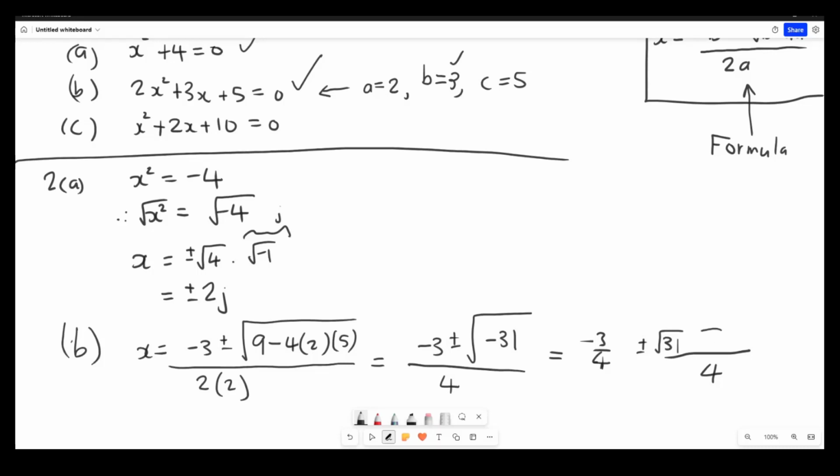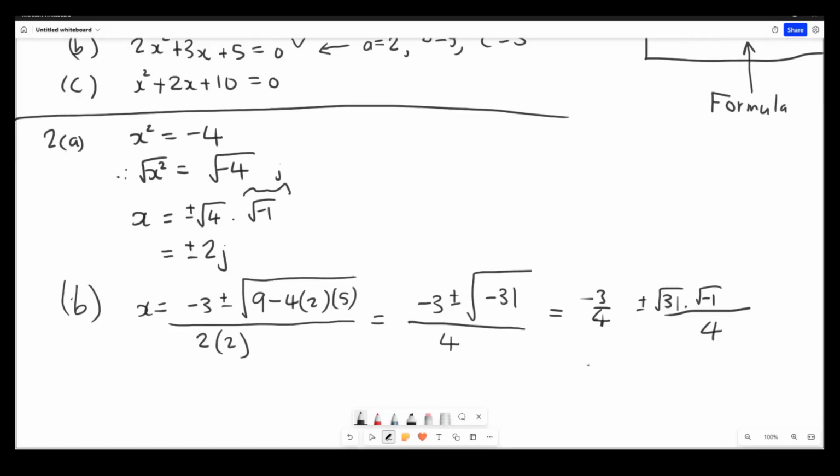And then there's the square root of minus 1 also, which is j. That's our j part, okay? So ultimately you have negative 3 over 4 plus or minus, and then this is j, so it's the square root of 31 over 4 j. You can leave it like that, or you can write it in decimal form.